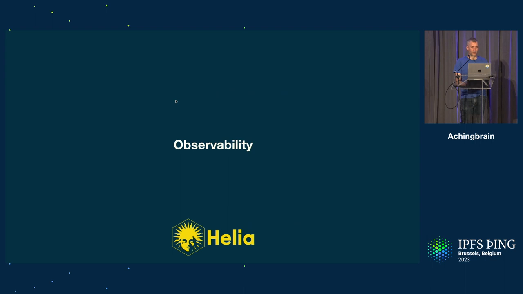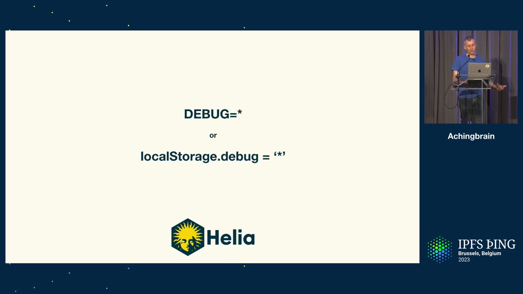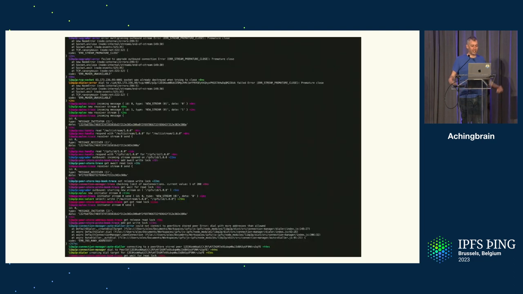Okay. Observability. We have logging. One of the things that happens a lot with IPFS implementations in general is there's a lot of moving parts. It's very hard to work out what's going on. Logging is definitely your friend in this. It's very easy to enable with environment variables or local storage in the browser. And you get this incredibly readable display. I mean, you can all make that out, right? You know exactly what's going on. There's a bug in there somewhere.